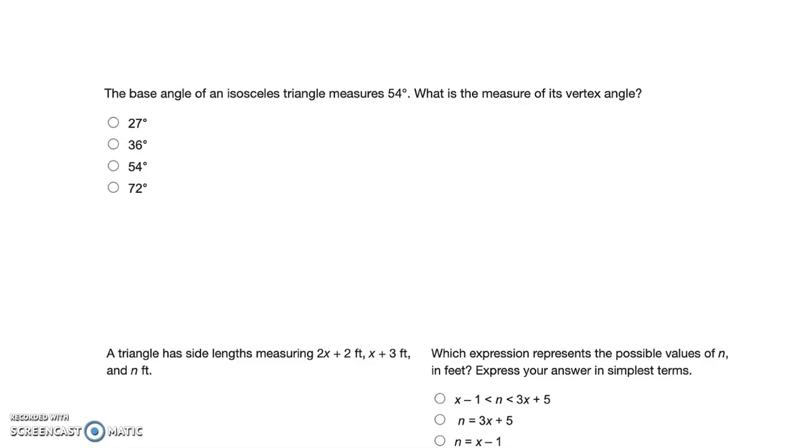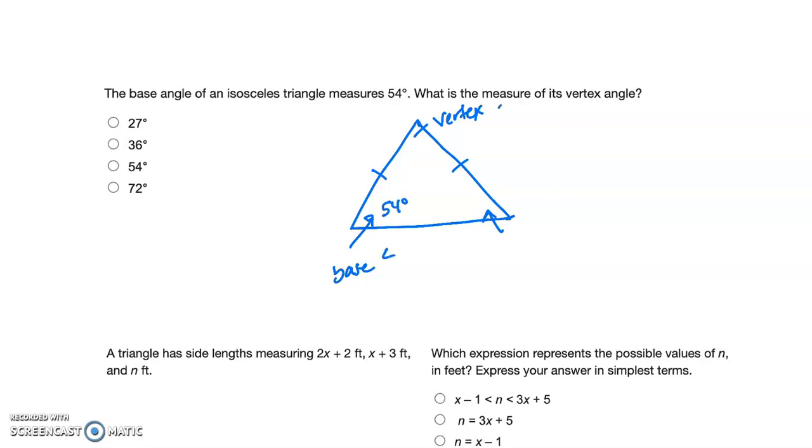So this first one, we're talking about isosceles triangles, and it tells us that the base angle, if I draw this triangle, and these are my congruent sides for isosceles. Remember, this is the vertex angle, and then these two right here are my base angles. One angle is 54 degrees, so that means the other one has to be 54 degrees, and we're trying to find this missing angle up here.